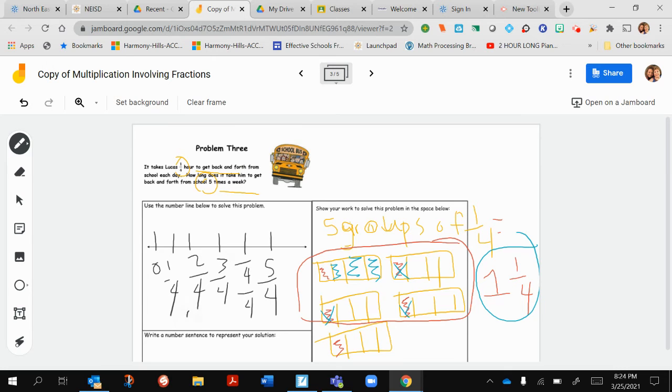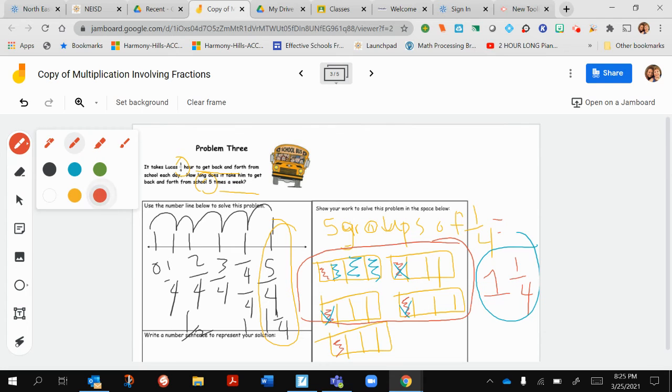So I know my 2/4 is 1/2. 4/4 is 1. 5/4 is 1 and 1/4. And I'm going to jump 1, 2, 3, 4, 5 jumps. And my 5 jumps, this is what I end up getting: 5/4, or 1 and 1/4. Is that represented here using my models? Yes, it is. Very good.